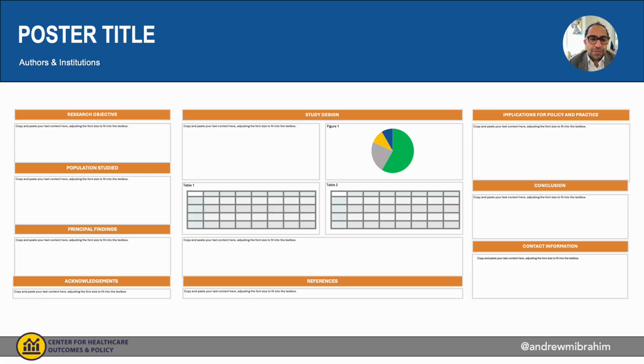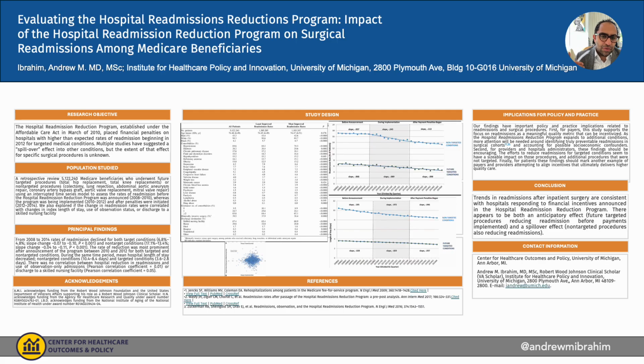Oftentimes when you go to these meetings, they'll give you a template that looks a lot like this that'll suggest to you multiple sections to put in your poster. And this is typically what happens. I went back and looked at one of the first papers I presented at a conference and tried to make it into a poster. And this is what happens. You end up copy and pasting whole sections of your manuscript into the poster, and it makes it pretty uninviting to look at.